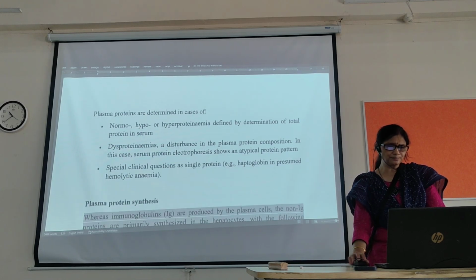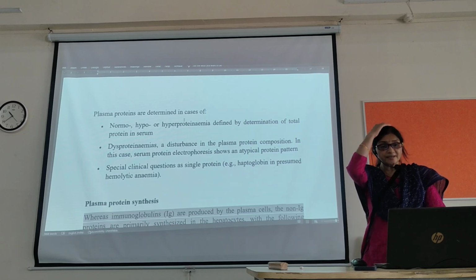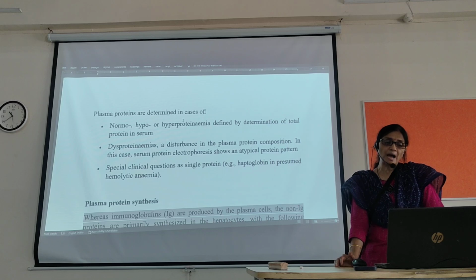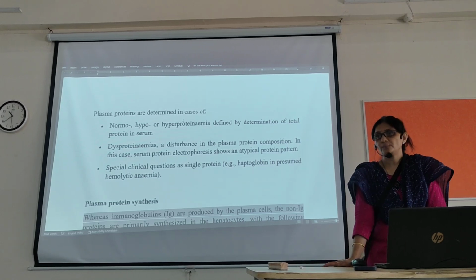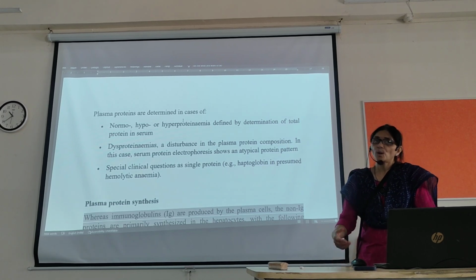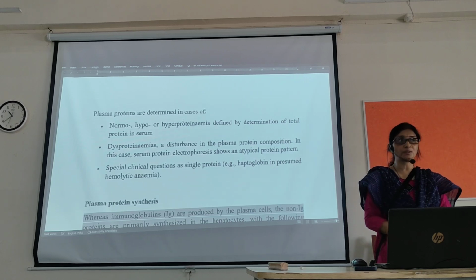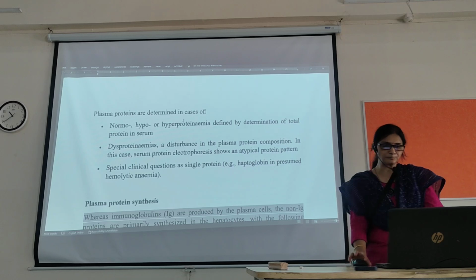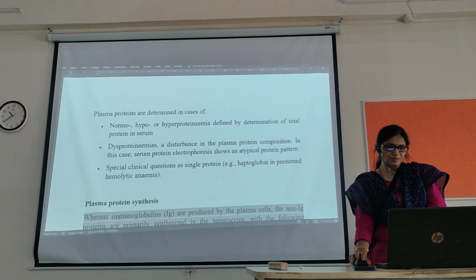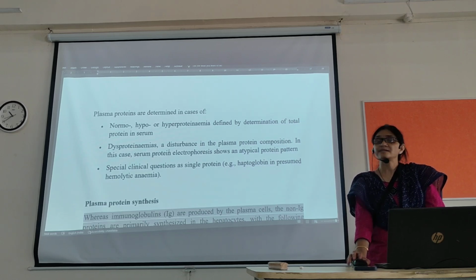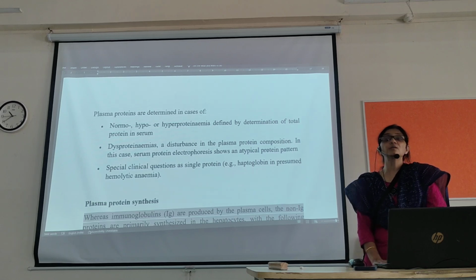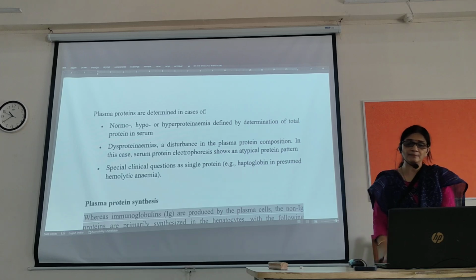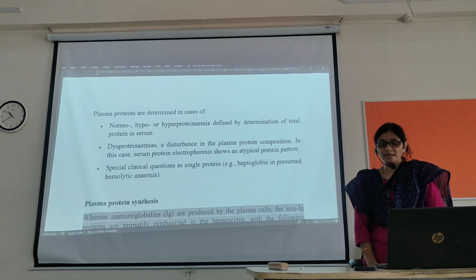So let's see in which cases the plasma proteins are determined: normo, hypo or hyperproteinemia. It means what? Protein production or protein level जेव्हा जास्त होते in the blood, that time plasma protein is determined or analysed. Then these proteinemias, that is a disturbance in the plasma protein composition. Okay. Composition तयार होताना जे disturbances येतात त्या condition मध्ये सुद्धा it may be determined.